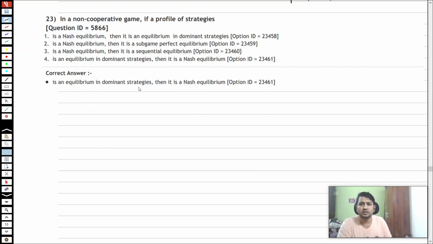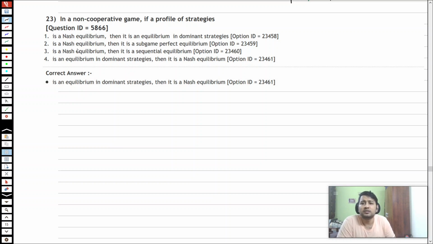So in question number 23 we are talking about some relationship between Nash equilibrium and certain other concepts. It mentions that in a non-cooperative game, so a non-cooperative game is basically where players do not cooperate with each other. So our general games are non-cooperative games. Cooperative games are something that we have not dealt with in our syllabus because it's not part of the syllabus for master's entrance. It is something you learn at your master's level.